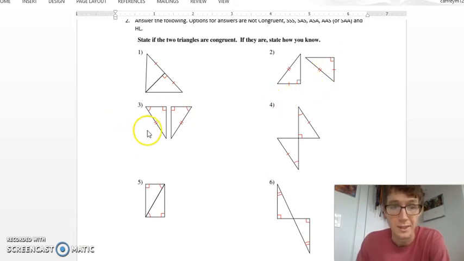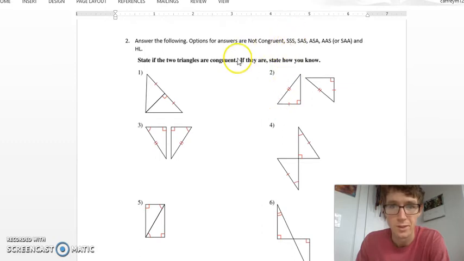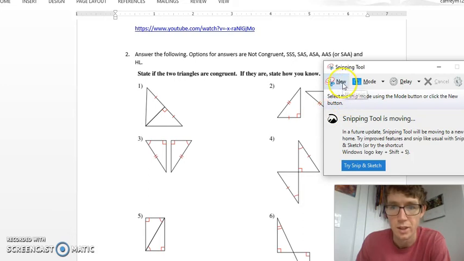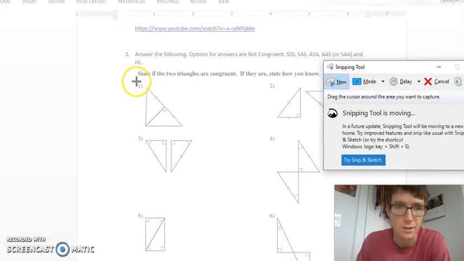So I think keeping in mind with this, if you look at all these triangles, the thing you want to keep in mind is that they're all right triangles. They all have right angles in them. So basically what that means is for your options, you're still going to have a lot of these options, but HL is going to be one of the options now, just because you want to keep HL in mind for this. So I'm going to do number 1 first, and I'll just kind of walk you through the process like I normally do with these.